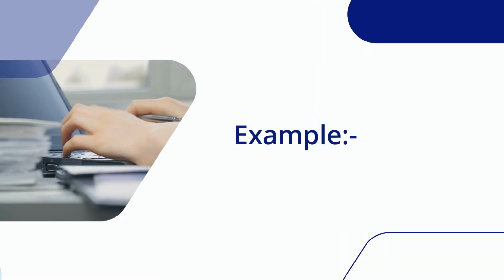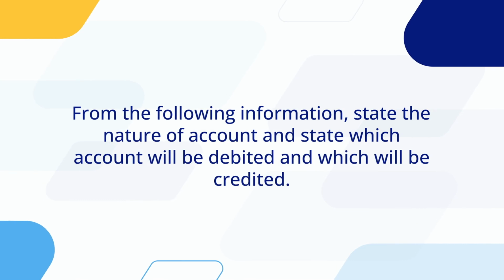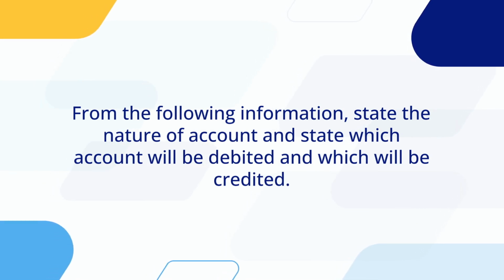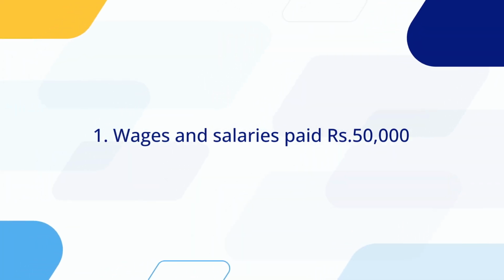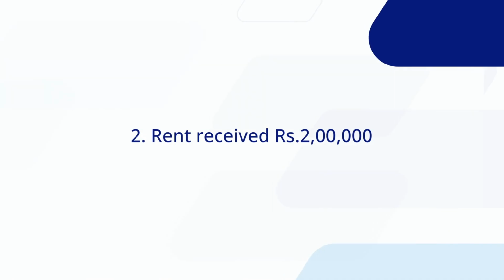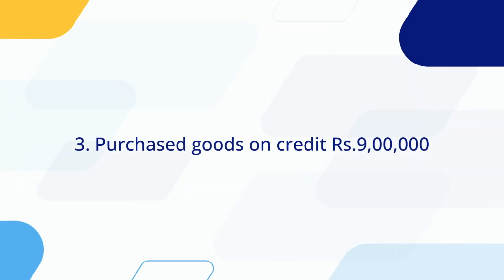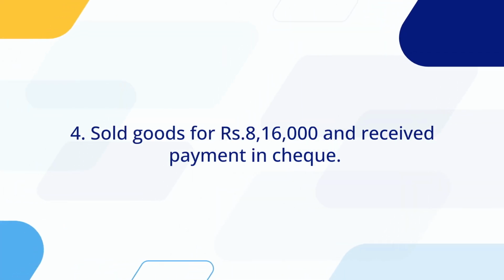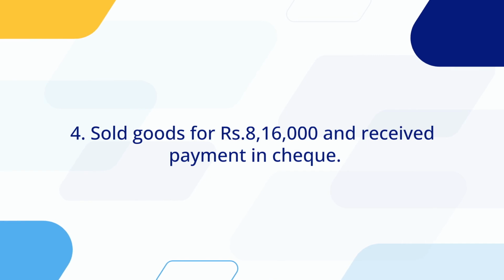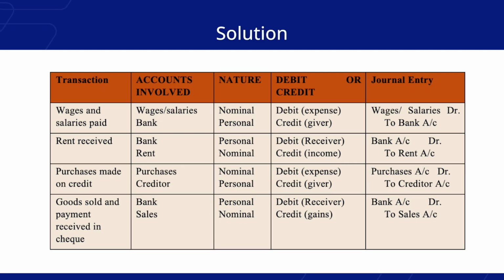Let's understand this with some examples. From the following information, state the nature of account and state which account will be debited and which account will be credited. Wages and salary paid Rs 50,000. Rent received Rs 2 lakh. Purchased goods on credit Rs 9 lakh. And sold goods for Rs 8,16,000 and received payment by check. The solutions to all the above would be as follows.